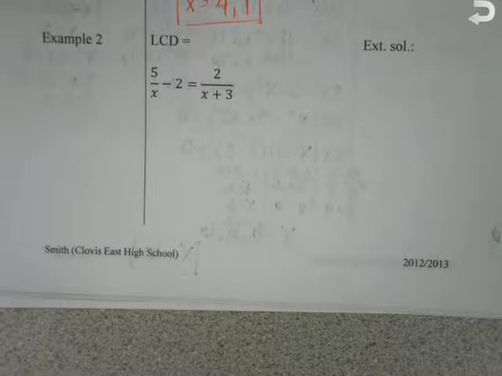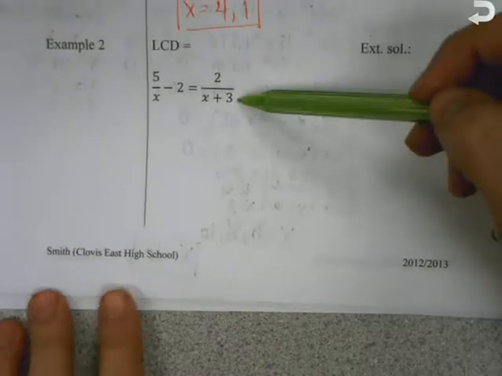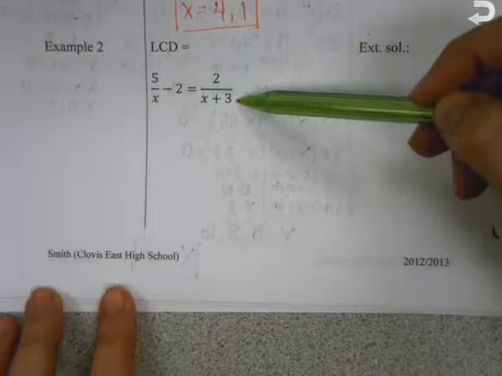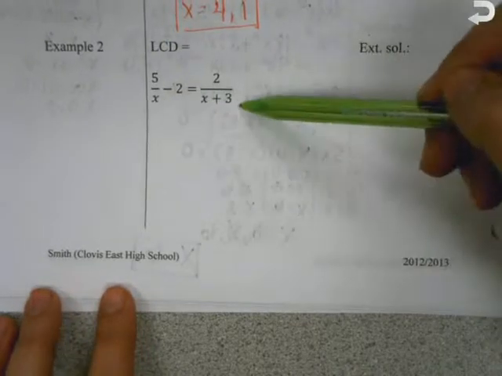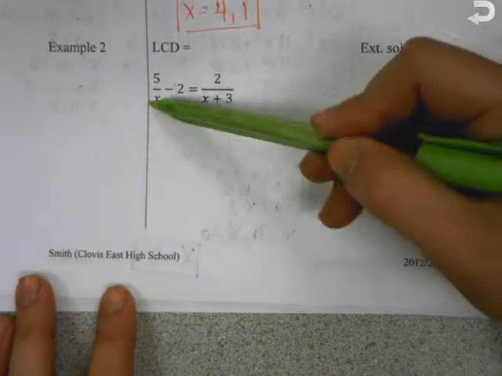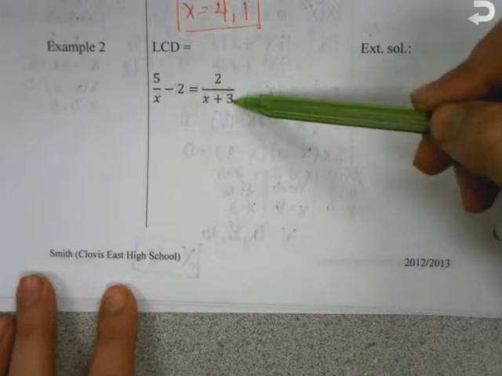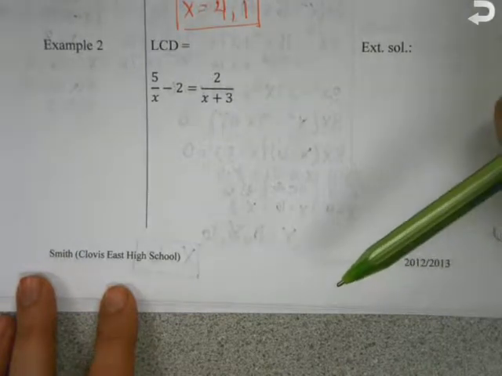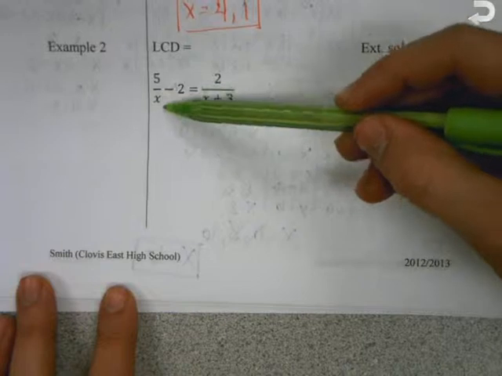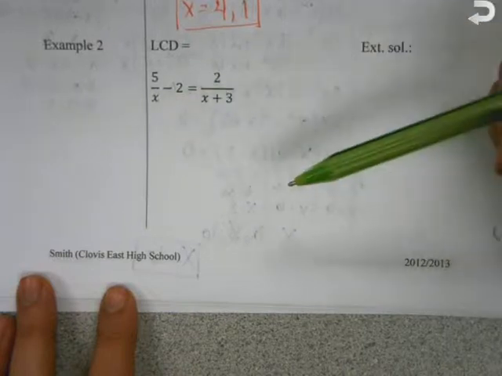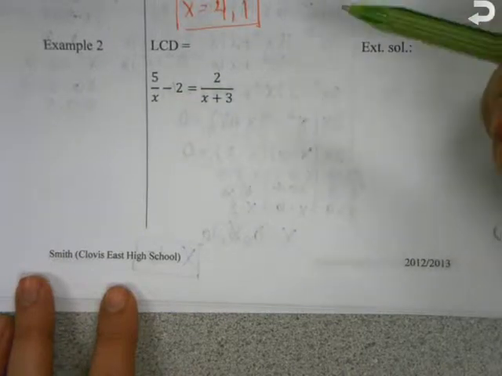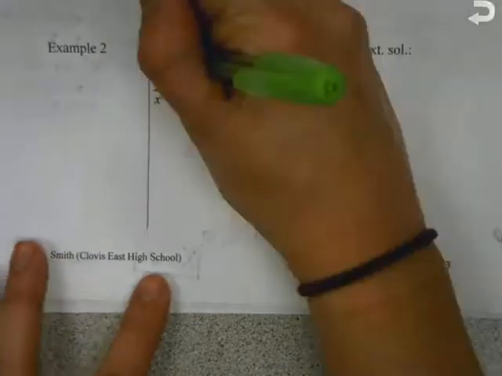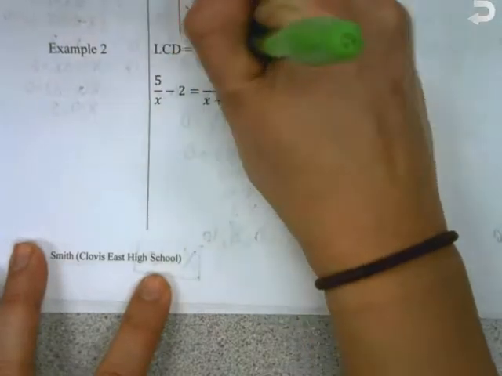Okay, I'm hearing x and x plus 3. So first of all, could I multiply this guy by anything to get me just an x? No. Could I multiply this guy by anything to get x plus 3? What could I multiply this by to get x plus 3? Nothing, right? So our denominator is just going to be x times x plus 3. So it's just going to be both of them multiplied together.